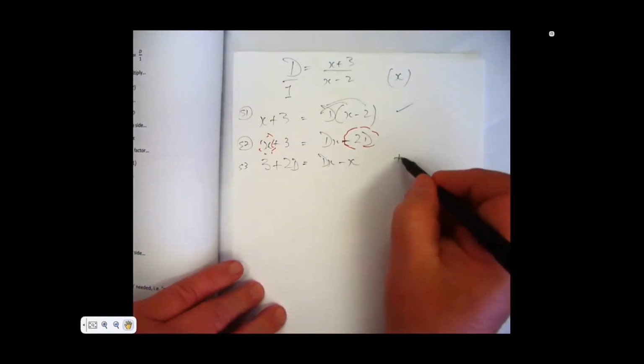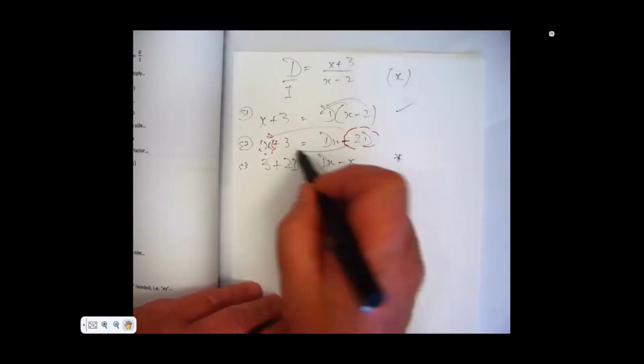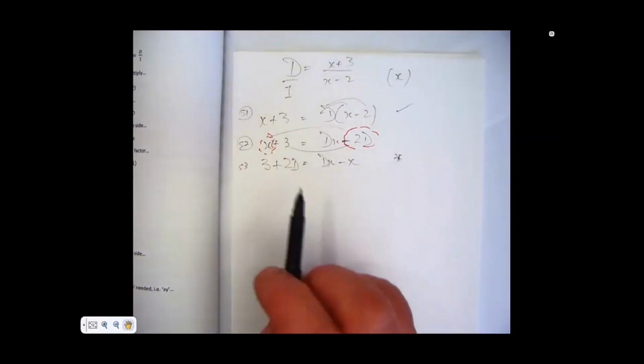So have a look at that little stage. I've done a double swap. This has come across and that's come across, and the signs have changed.